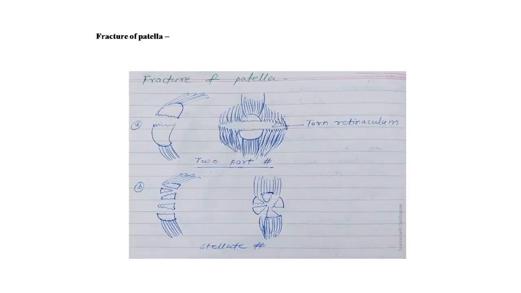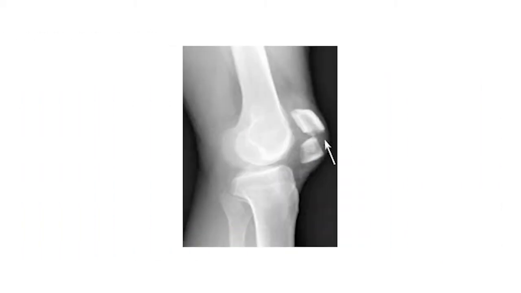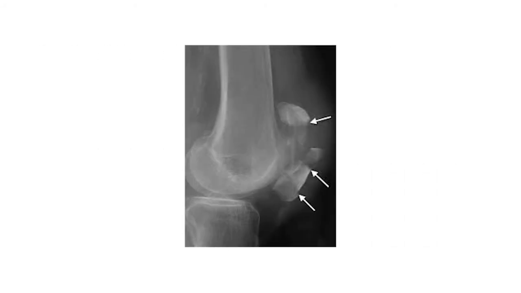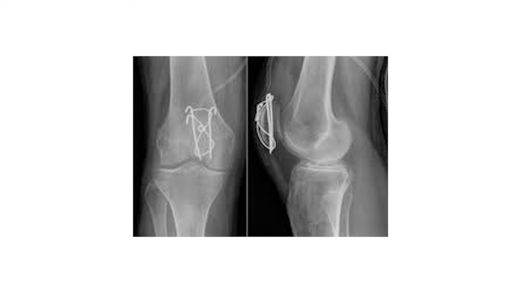Now the last point of this lecture is the fracture of patella. Here is a good picture on your screen showing the torn retinaculum. Second image showing the torn retinaculum. There is a two parts fracture, and image B showing the stellate fracture. Now here is the image of the fracture of the patella is clearly seen. This is another image, multiple fragments of the patella, fractured patella. This is the K wiring of the patella.